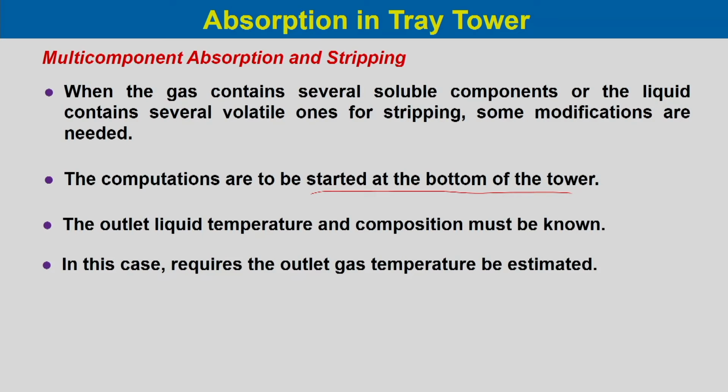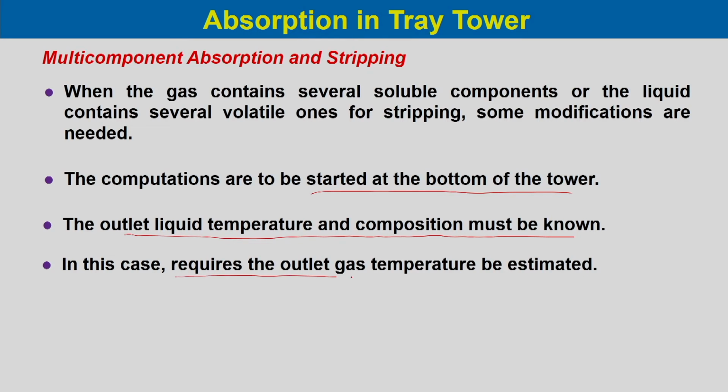So, in this case it requires the outlet gas temperature be estimated. Based on the known outlet liquid temperature and composition, we can calculate the outlet gas temperature, which is going out at the top. Our calculation starts at the bottom, where we need the outlet liquid exit for a countercurrent absorption tower, the liquid exit at the bottom. So, its temperature and composition is known.